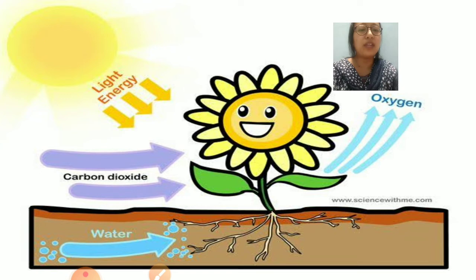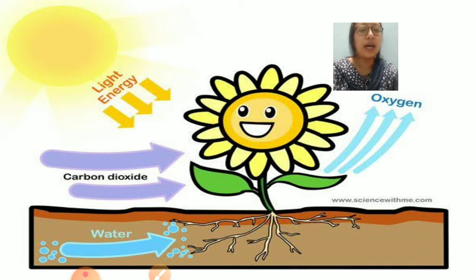You all know very well that plants release oxygen. That is why it is said that we need to plant trees, right? We need to plant trees so that we do not lack oxygen in our environment. So this is the process how the plants prepare their food.